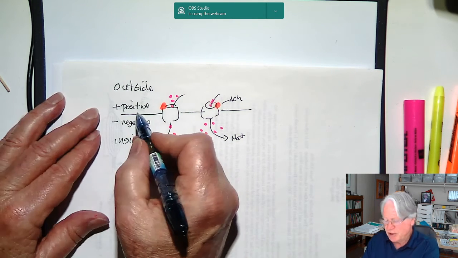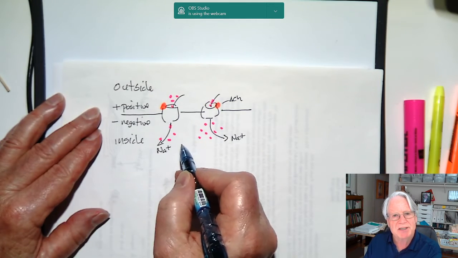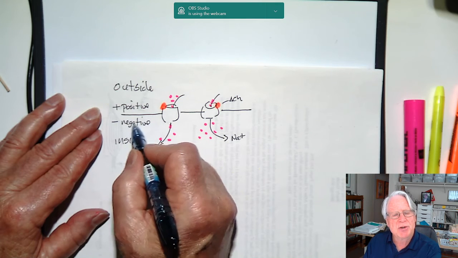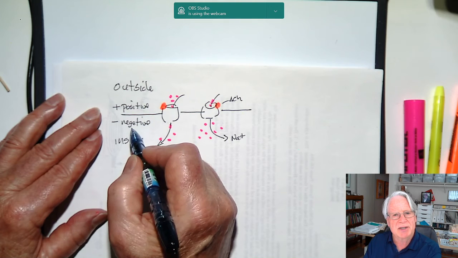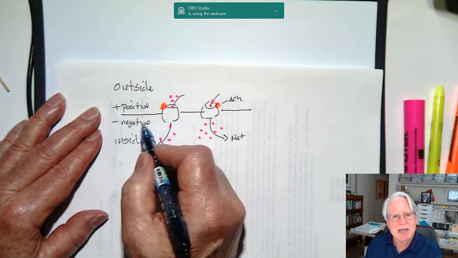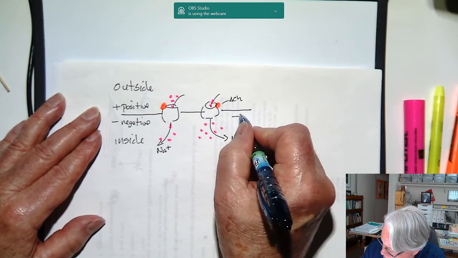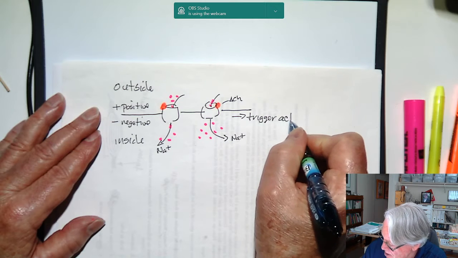So initially positive on the outside, negative on the inside, but now we're adding these positive charges, so that's going to reverse. So it will no longer be negative compared to the outside. It will be positive compared to the outside. That change in polarity is going to trigger an action potential.